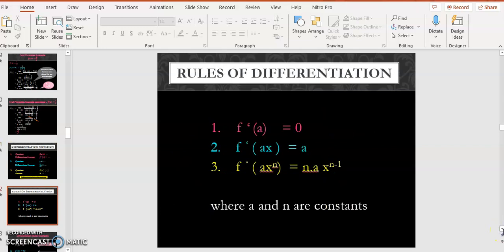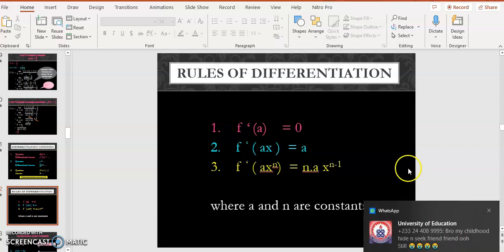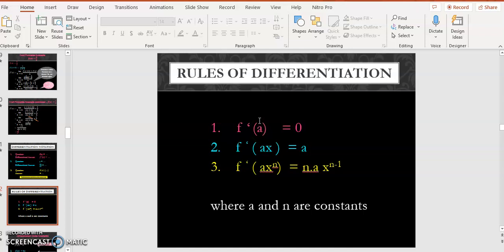Then the next one, the rules of differentiation. These are the rules. If you want to find the first derivative of a constant, let's say 2, 5, 8, 12, it's always equal to 0. Remember when we were using the first principle and we were told to find f of x is equal to 2, we got our final answer to be 0 after going through that long step. So these are the rules.